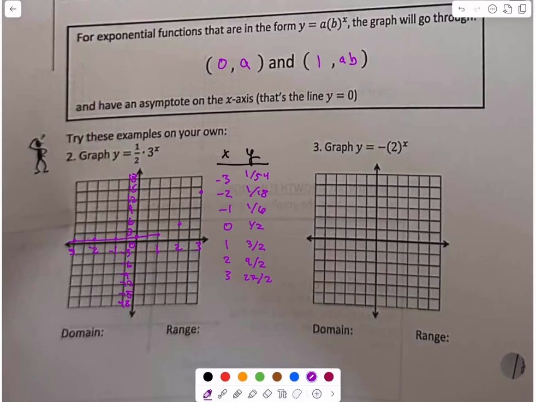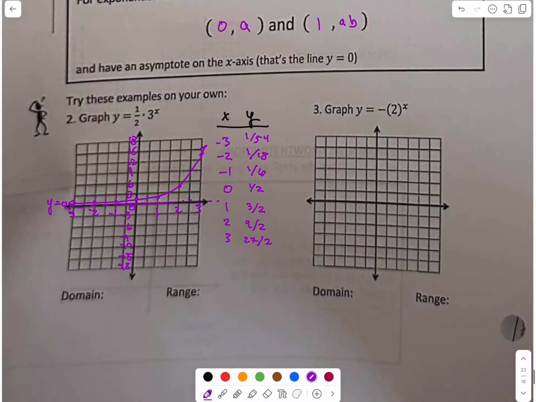So we get an image like this. Got your horizontal asymptote, y equals 0. Domain is all reals. The range is the open interval from 0 to infinity.